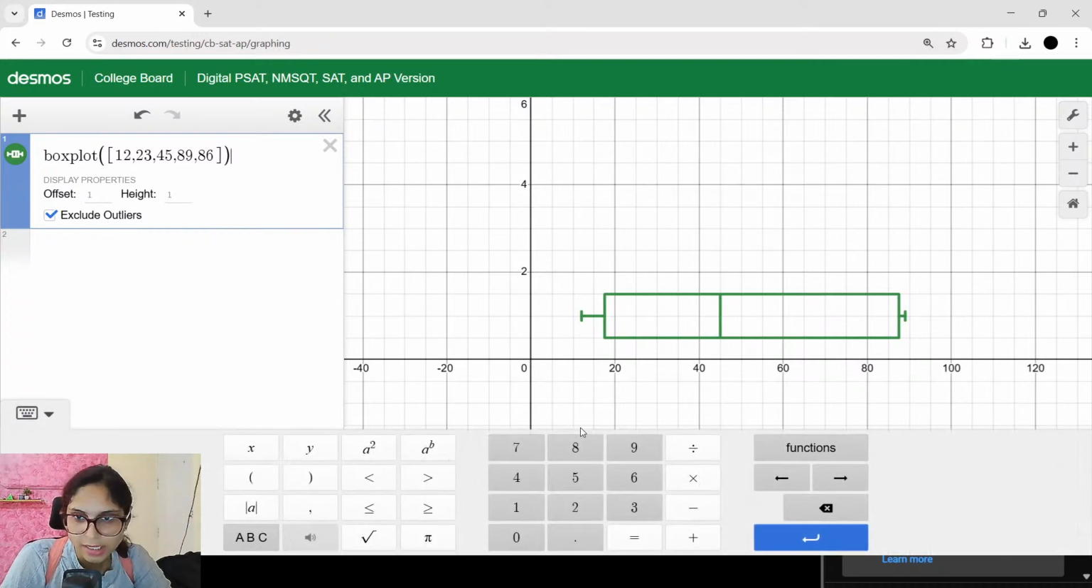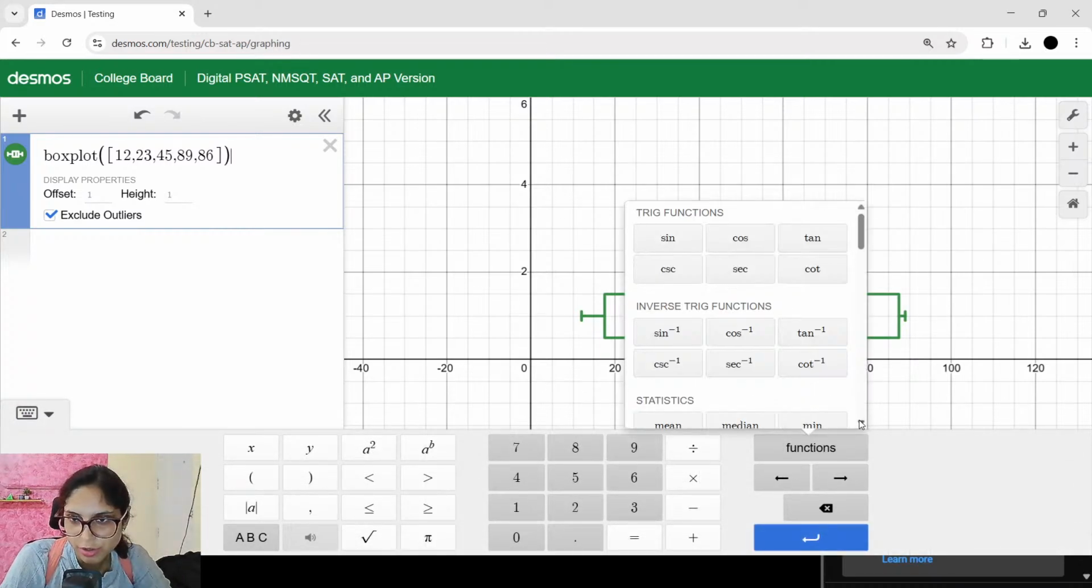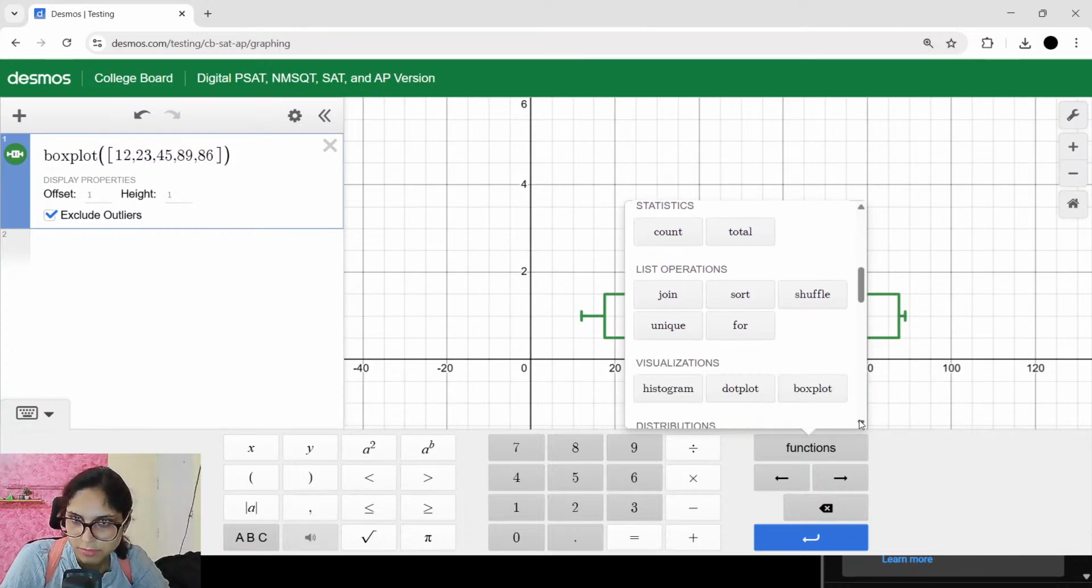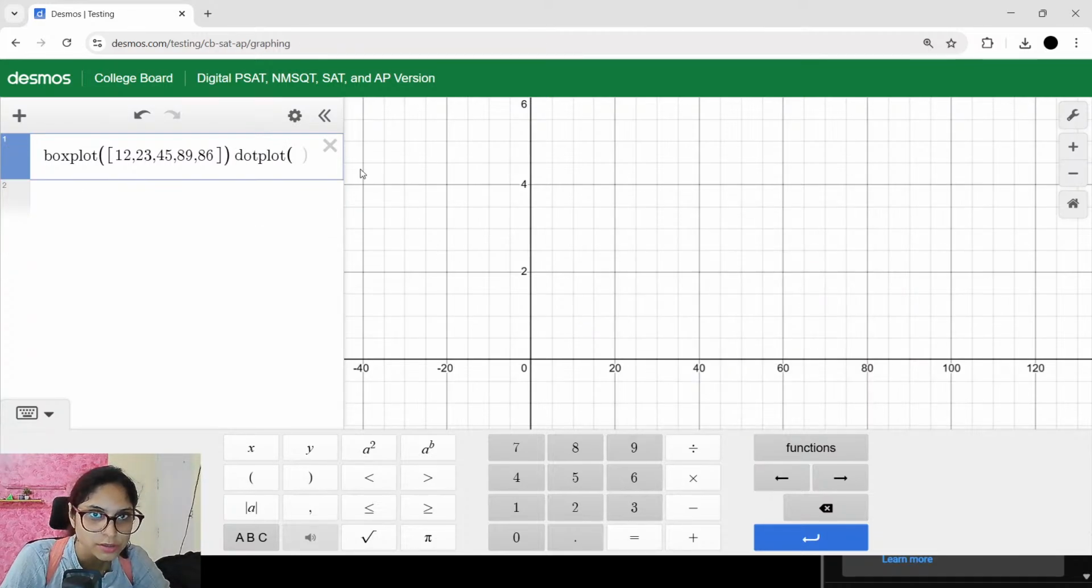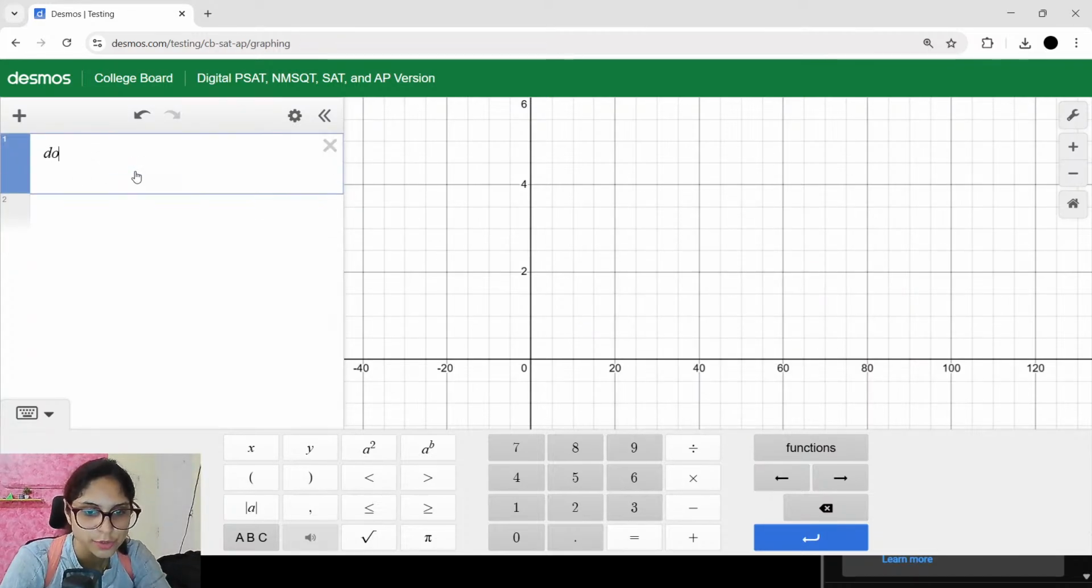All right. Again, coming back to functions, you can also make your dot plot. For a dot plot, you just have to write dot plot. And inside parentheses, you have to write your table of values in square brackets. So it's a combination of maths and computer science, the coding.